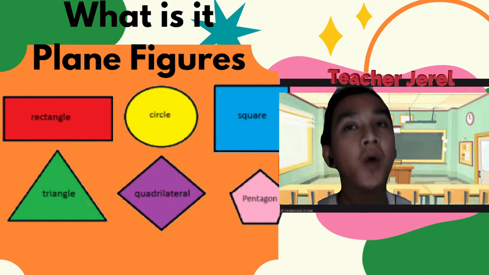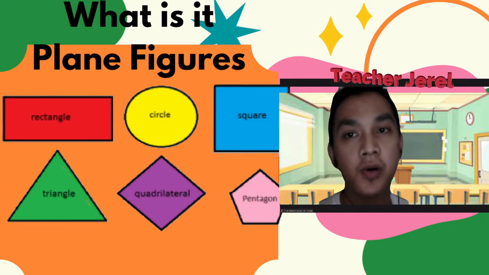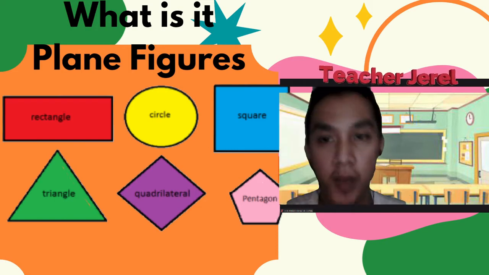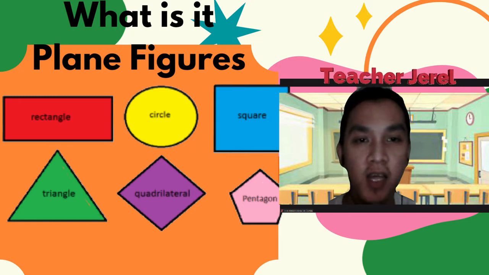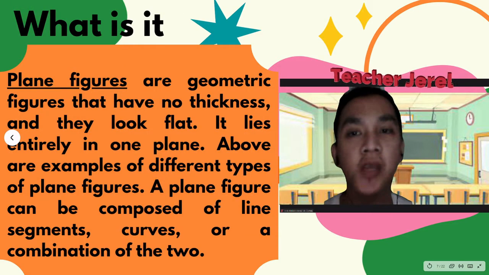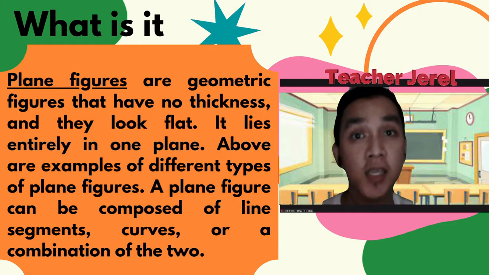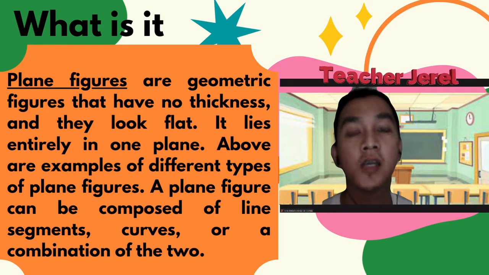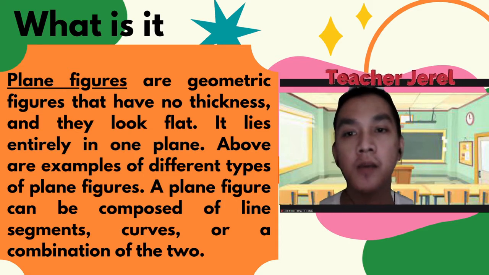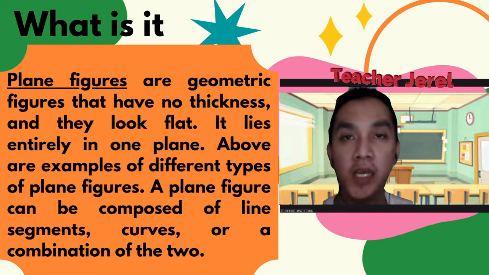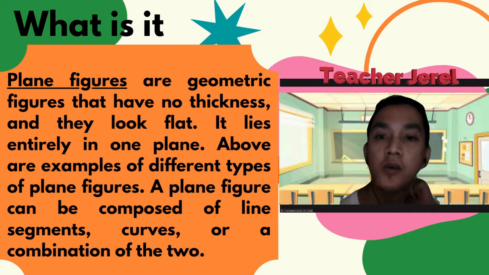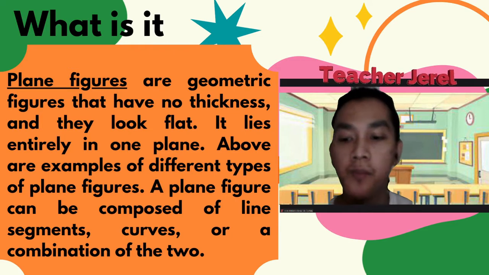First, what are plane figures? These are examples of plane figures such as rectangles, circle, square, triangle, quadrilateral, pentagon. Plane figures are geometric figures that have no thickness and they look flat, two-dimensional figures. It lies entirely in one plane. Above are examples of different types of plane figures. A plane figure can be composed of line segments, curves, or a combination of the two.